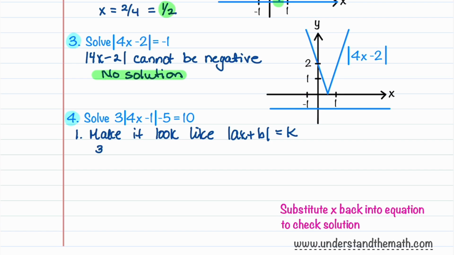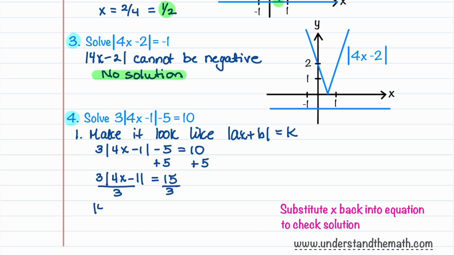We'll start by writing down our equation, 3 times the absolute value of 4x minus 1 minus 5 is equal to 10. We're going to start by pulling our constants to the right-hand side. So we're going to add 5 to each side, and this gives us 3 times the absolute value of 4x minus 1 is equal to 15. And then we're going to divide both sides by 3. And we have absolute value 4x minus 1 is equal to 5. Now we can go ahead and solve this just like we did in our first example. So I'm going to put a little 2 over here.